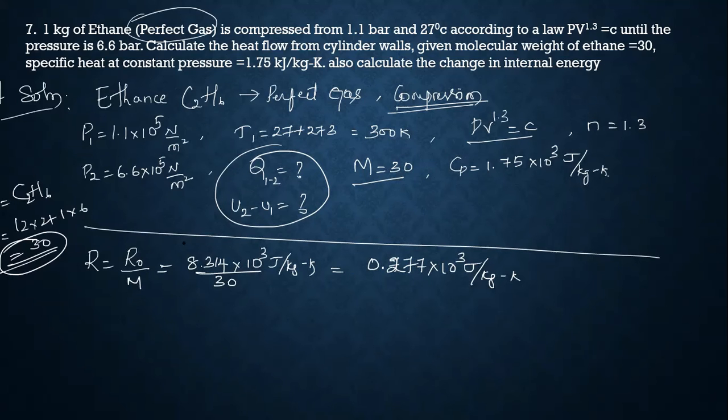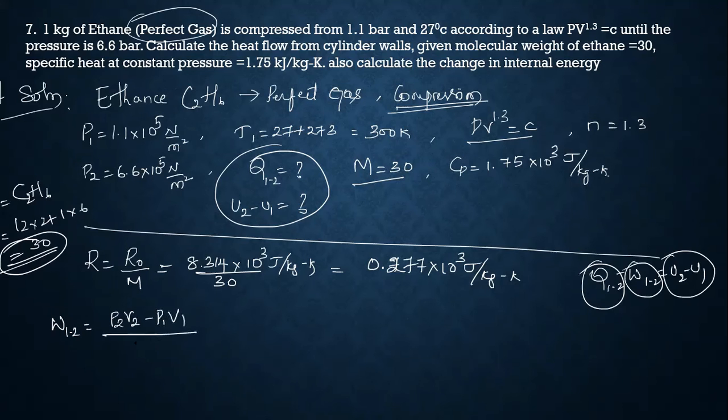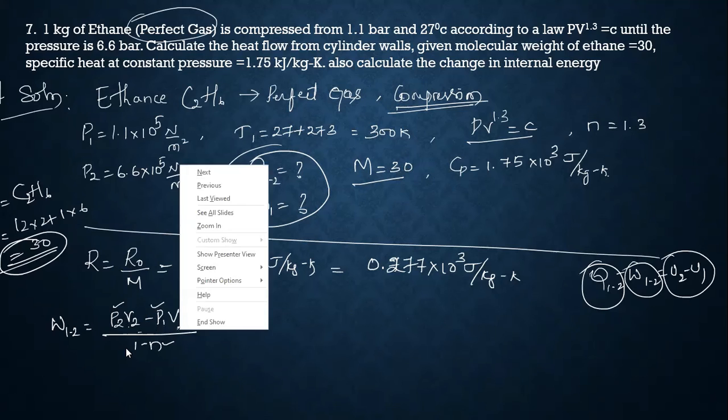Now, our task is to find first, if you apply the first law of thermodynamics, Q1 to 2 minus W1 to 2 is equal to U2 minus U1. Here, Q is unknown, U2 is unknown, and W is also unknown. Let us find the W first, and using the W, we will calculate. For a polytropic process, W1 to 2 is P2V2 minus P1V1 divided by 1 minus n. Here P2 is known, P1 is known, n is known, and V1 and V2 are unknown. Let us find V1 and V2 first. Then we will substitute here.